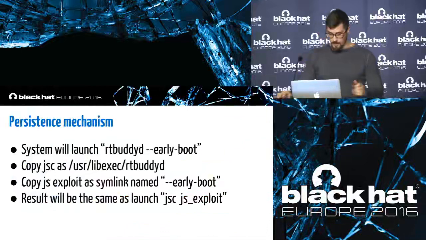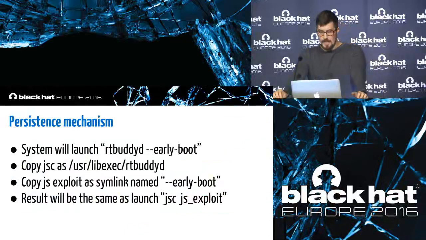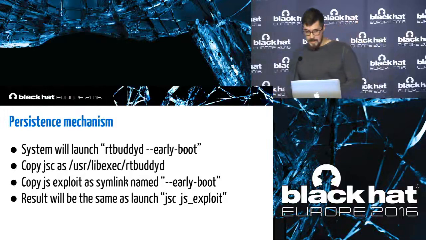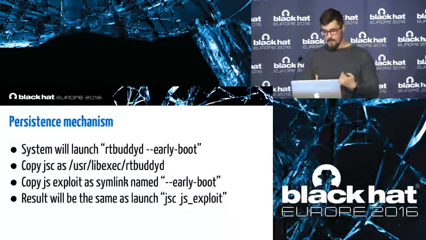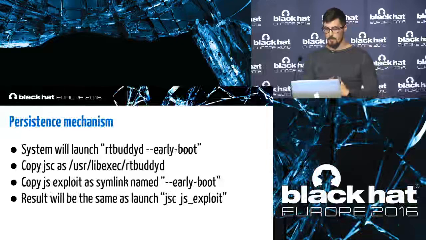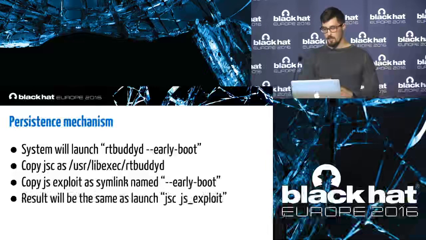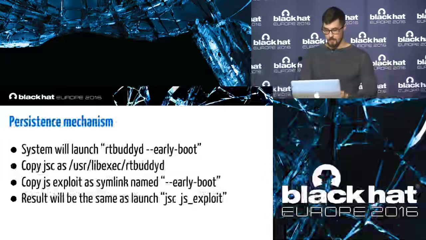And the very last thing I want to talk about is the persistence mechanism. It exploits knowledge that the system will launch the RTBDD daemon with an early boot argument. If we can copy the JSC binary from JavaScriptCore, which is signed by Apple, rename it as RTBDD, then create a symlink, name it early boot, that will point to a JavaScript file that contains the shellcode and this bad cast, then when the system starts, it tries to run RTBDD early boot, and instead it will launch JSC with the JS exploit. So this is the persistence trick.